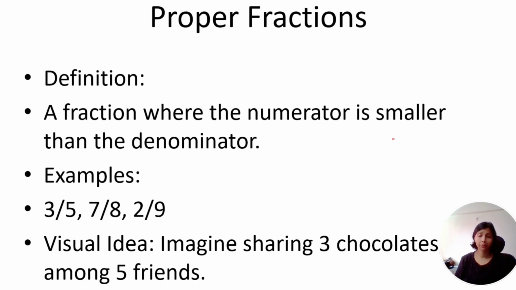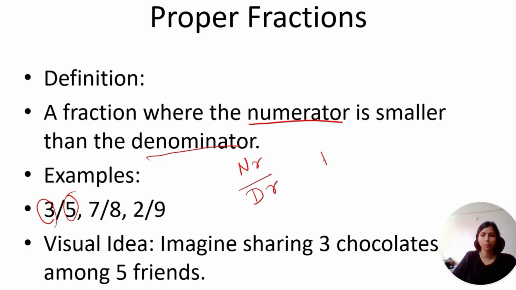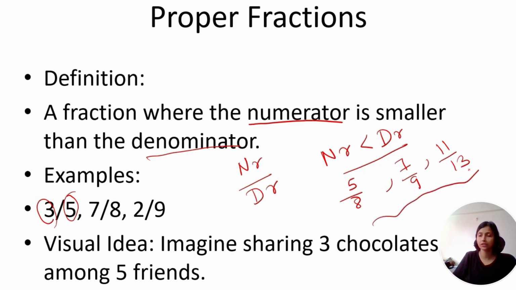Proper fractions. A proper fraction is a fraction where the numerator is smaller than the denominator. We know the numerator is the top part of the fraction and the denominator is the bottom part of the fraction. So in case of a proper fraction, the numerator is less than the denominator. So 5 by 8, 7 by 9, 11 by 13, all these are examples of proper fractions as the numerator is less than the denominator.